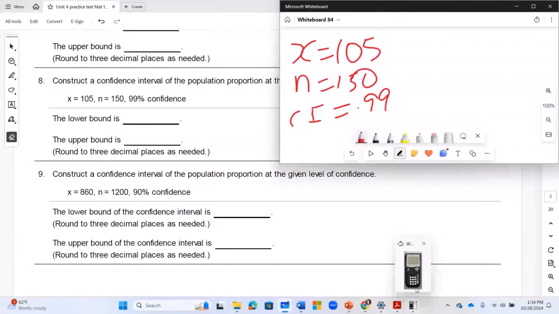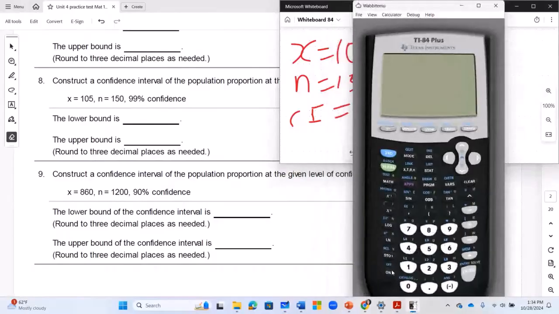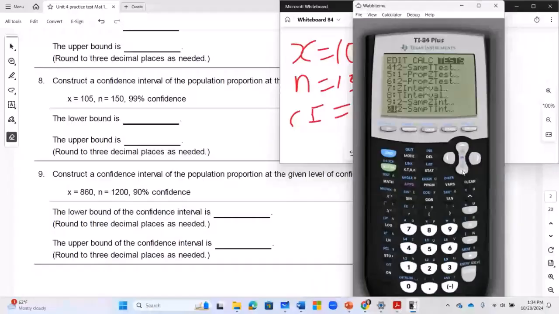It's really easy. So pull your calculator up, go to Start, arrow to Test, and you're looking for one prop Z interval, and that is A. So one prop Z interval is what you're looking for. And X is 105. The sample size is 150. The confidence level is 0.99. And then I calculate.